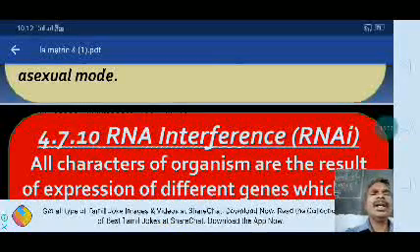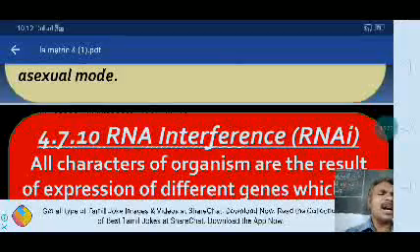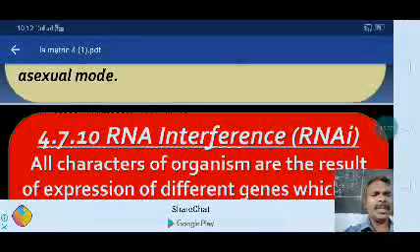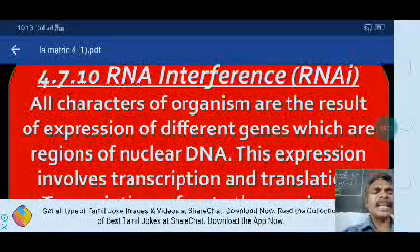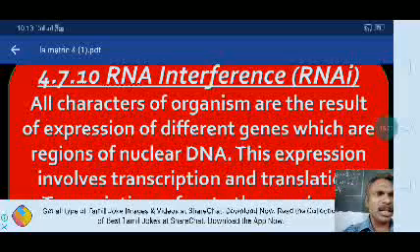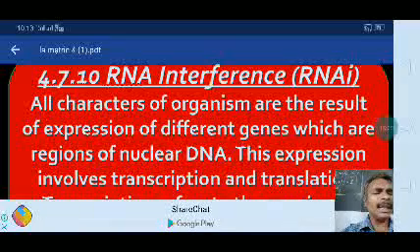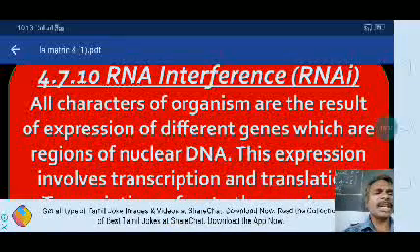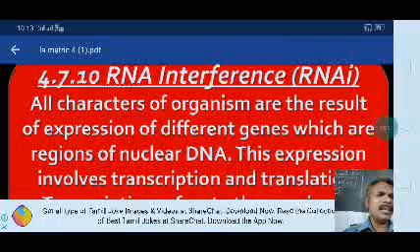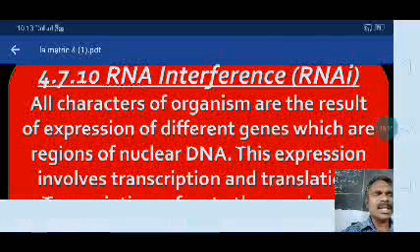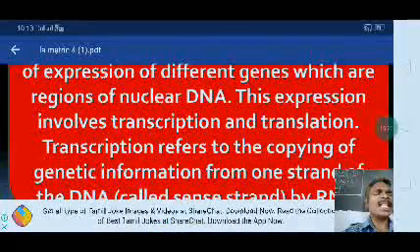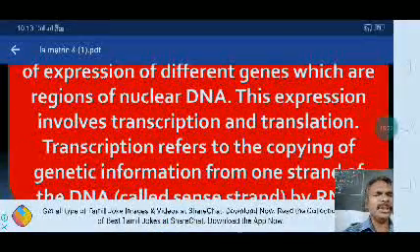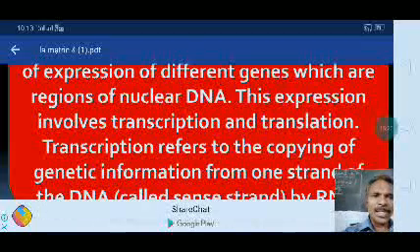It is another important one. RNA interference, RNAi. Here all characters of an organism are the result of expression of different genes, which are regions of nuclear DNA. This expression involves transcription and translation.